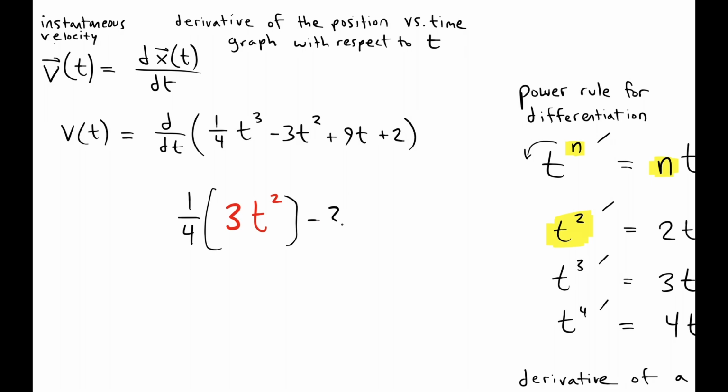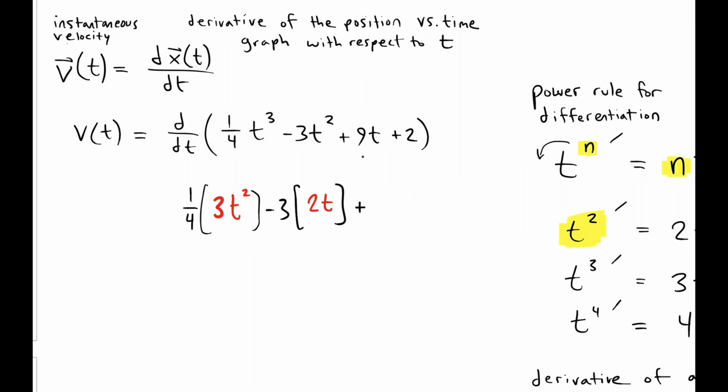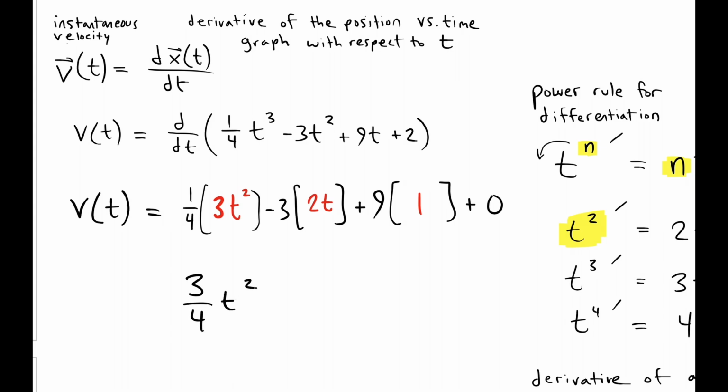Now I have to do the next term. So the -3 can be brought down. And now I need to do the derivative of t squared. So the derivative of t squared, as I showed earlier, is 2t. Okay, now I'll bring the 9 down and do the derivative of just t. That's just 1. And the derivative of a constant is 0. So this is our first derivative. We can make this then 3/4 t squared minus 6t plus 9.